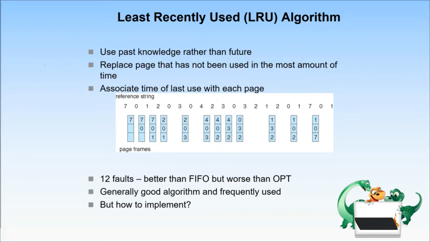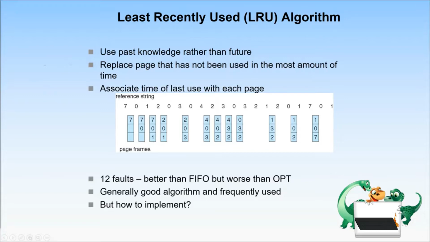Some view LRU as analogous to optimal, or OPT, except looking backwards in time instead of forwards. The figure here illustrates LRU for a sample string. The same sample reference string is given. This yields 12 page faults. So how does LRU operate?